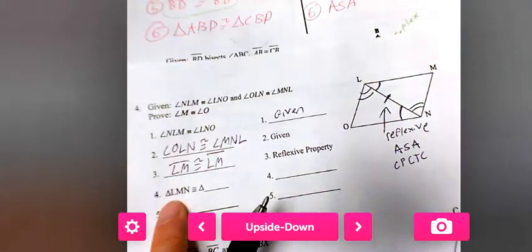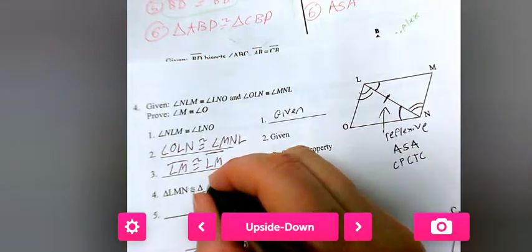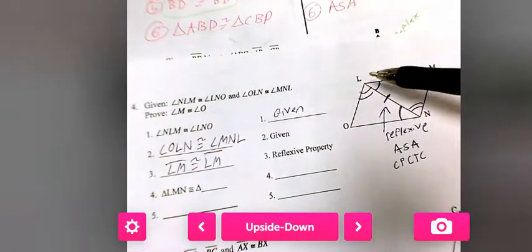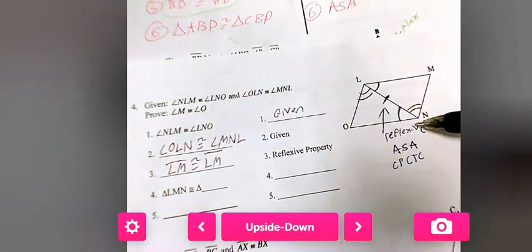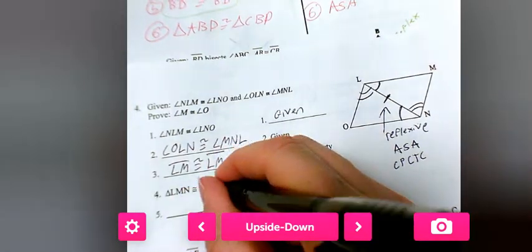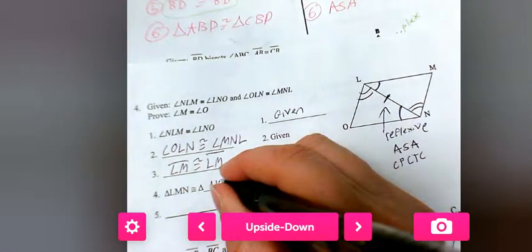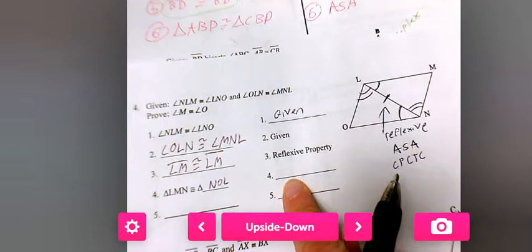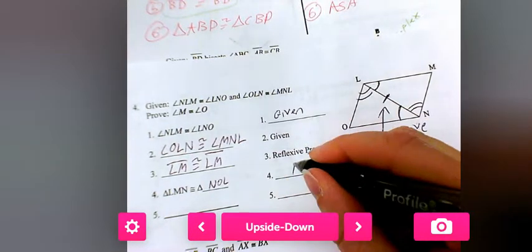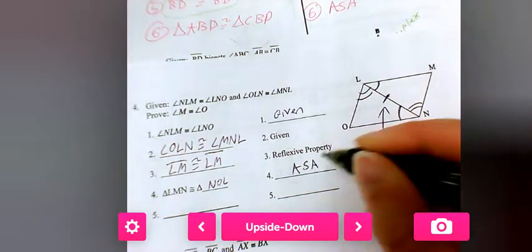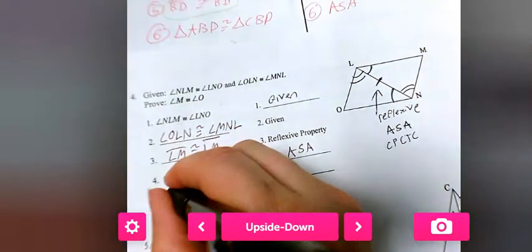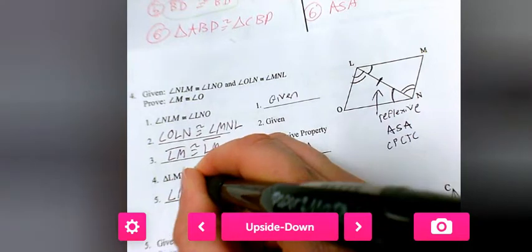And so triangle LMN is congruent to triangle. So we said LMN. So we need to say NOL by what? How are the triangles congruent? Angle, side, angle. Some of you are scared to say. Okay. And then M is congruent to O by what?